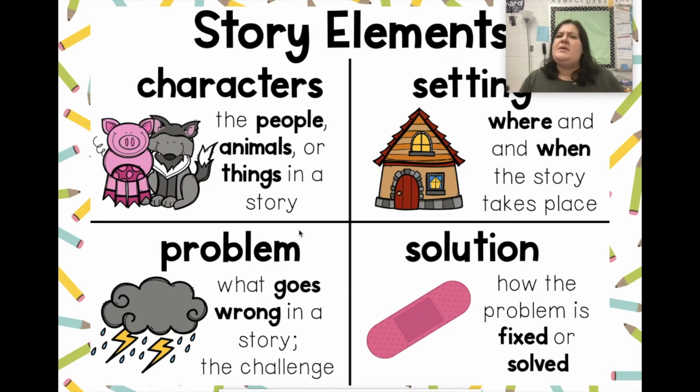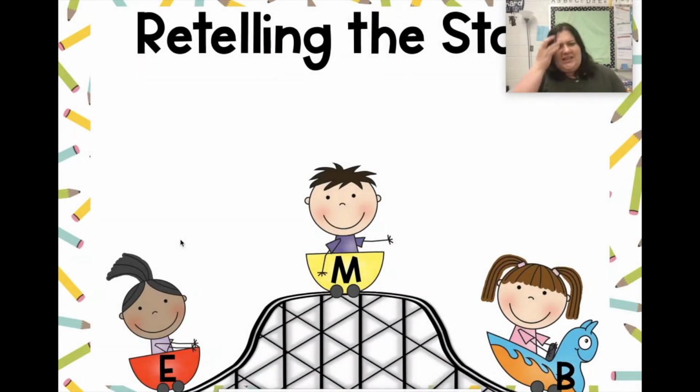Now that we have talked about the story elements, let's go ahead and talk about how you retell a story, especially when you've read a very interesting story. You're like, I need to tell you exactly what happens, but you don't want to tell the story the same way that the author wrote it. You don't want to spoil the ending, so we retell the story. And we retell the story with BME.